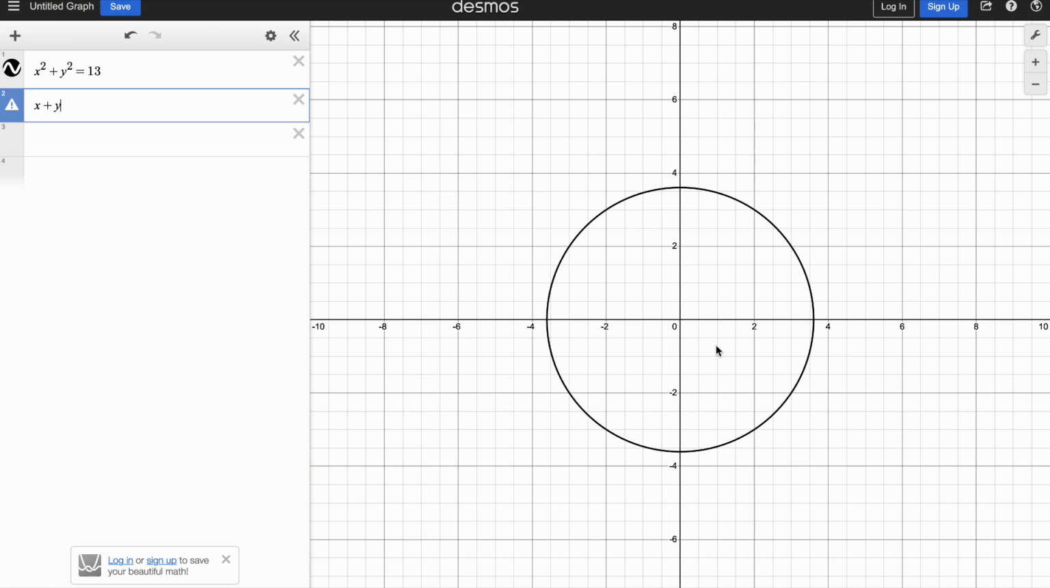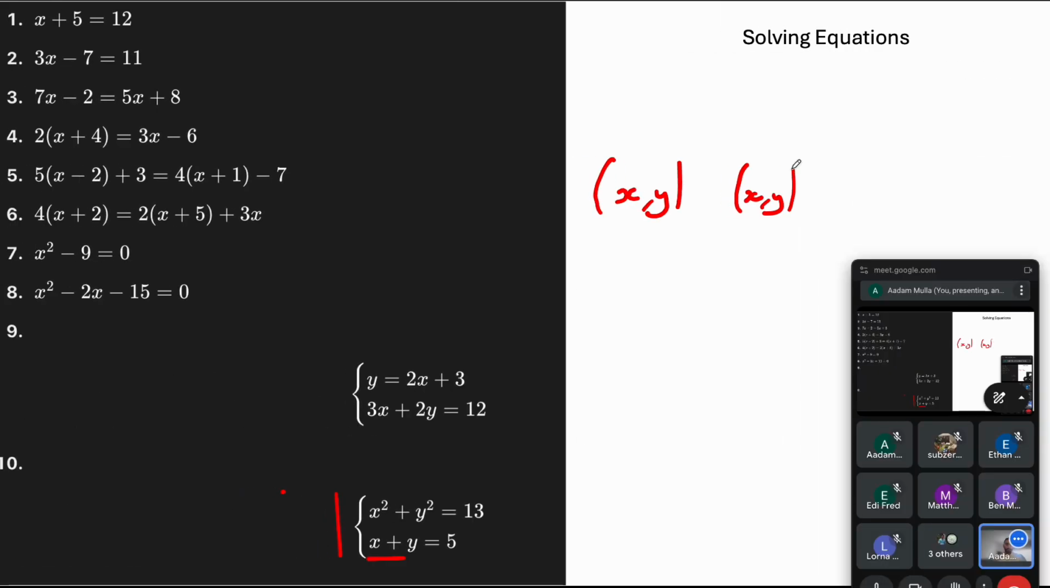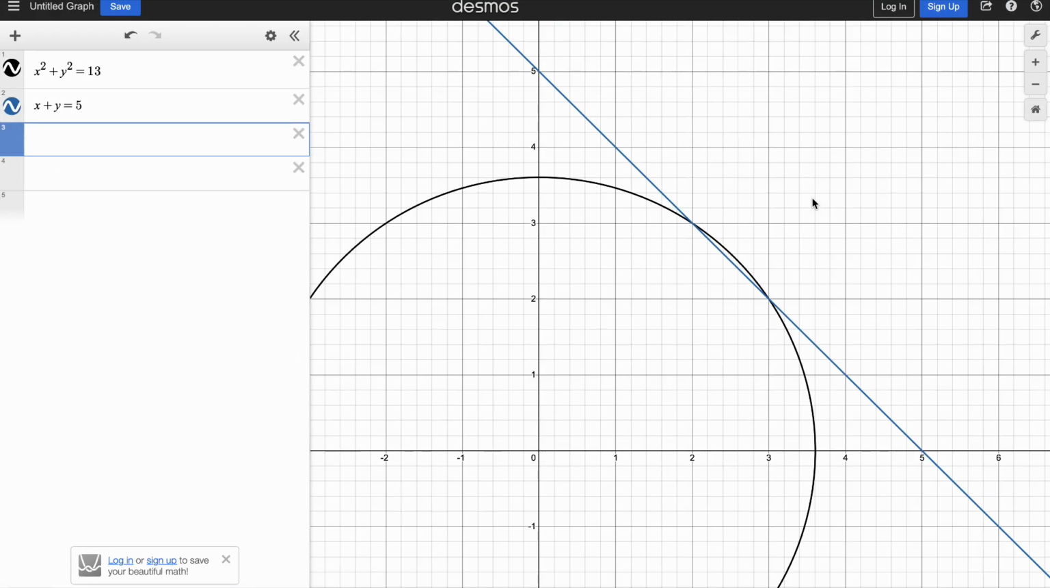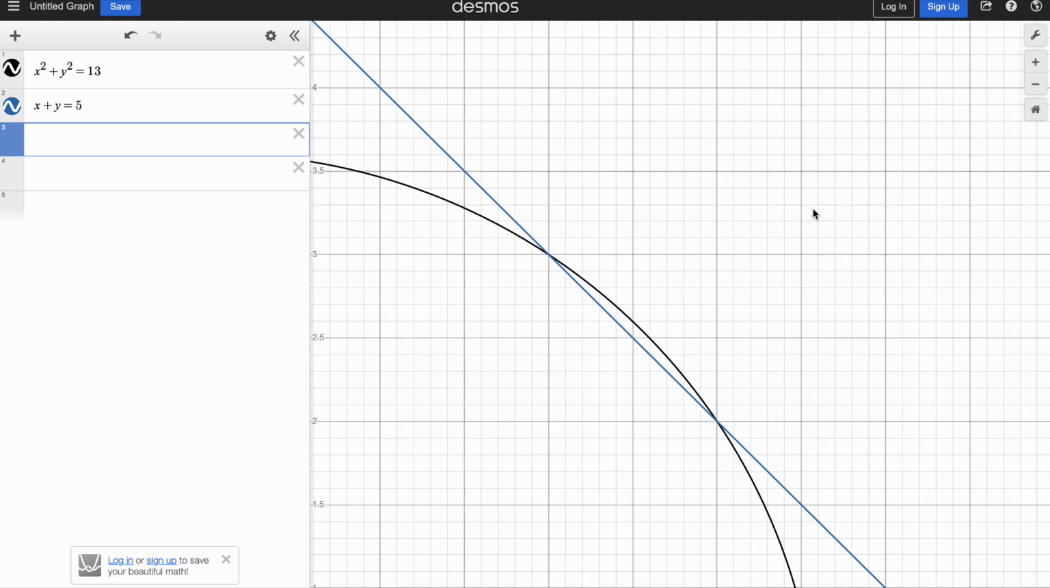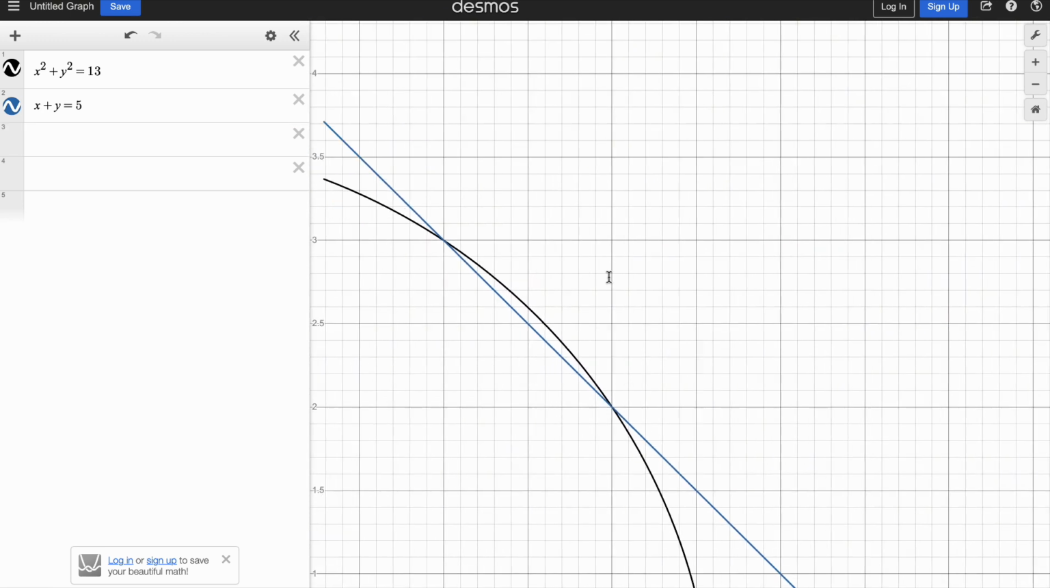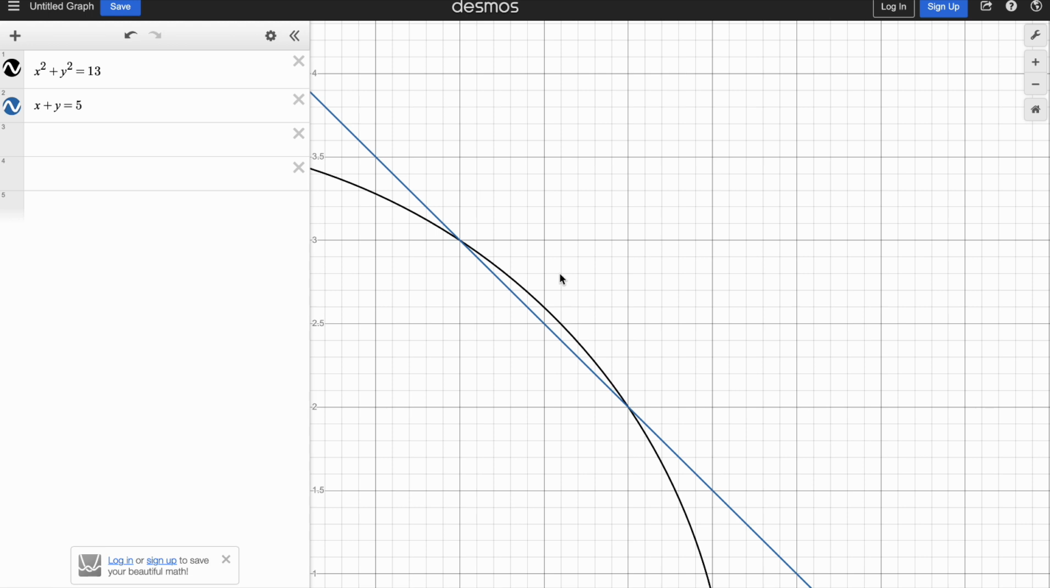Okay, I want you to press enter in 3, 2, and 1. Let's see what answers you've got. 2 and 3, 3 and 2. See if anyone wrote them as coordinates, that'd be fine as well. Cheers, Ben.